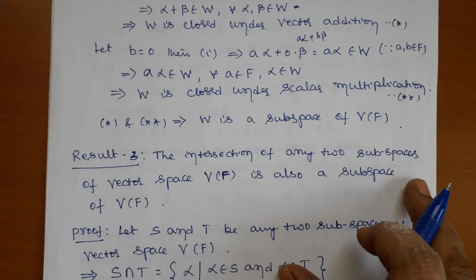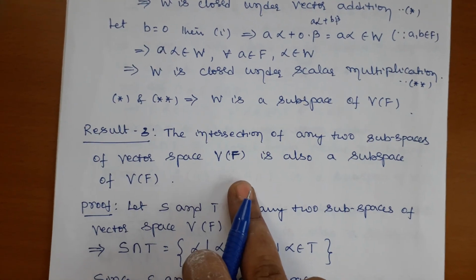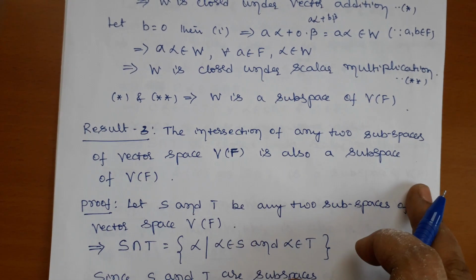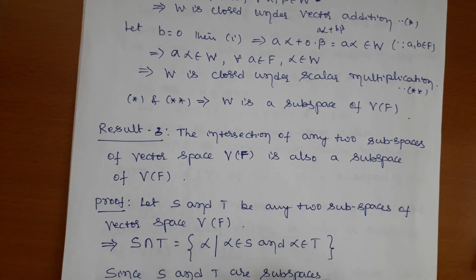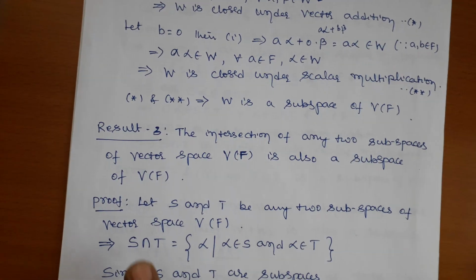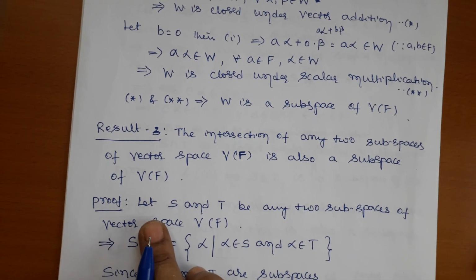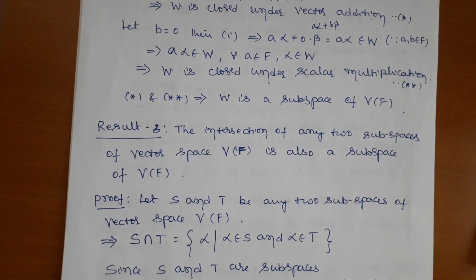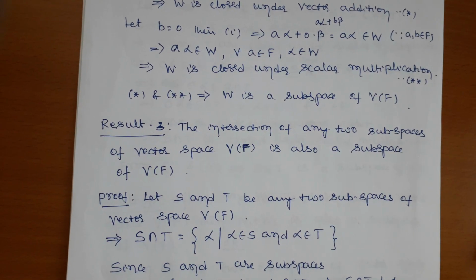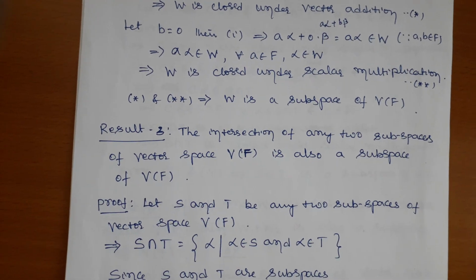The intersection of any two subspaces of a vector space over a field F is also a subspace of a vector space over F. Now, if you want to prove this, first I have to choose two subspaces. Say, let S and T be any two subspaces of a vector space over a field F. Then I have to prove that the intersection of these two subspaces is also a subspace.